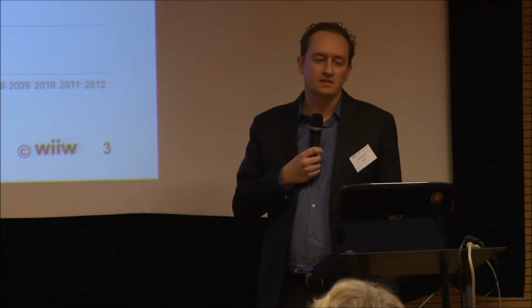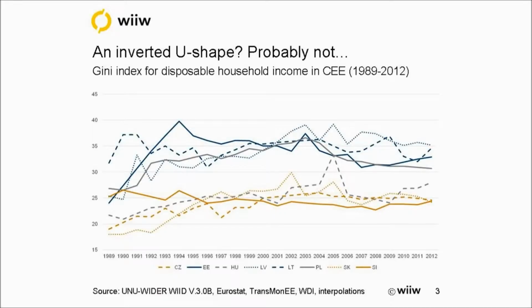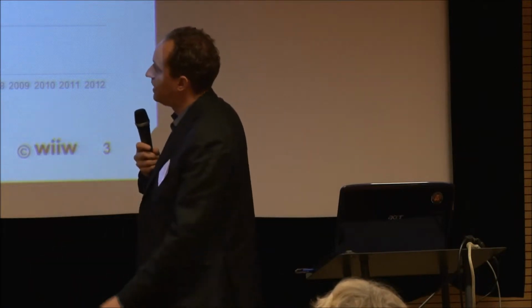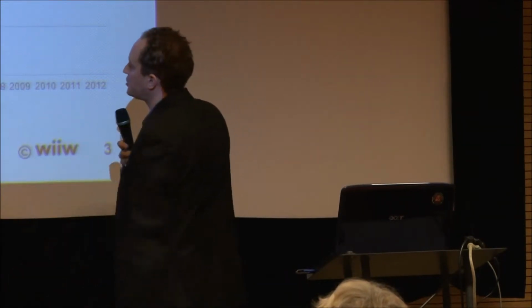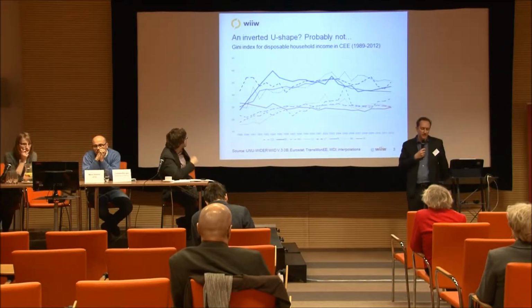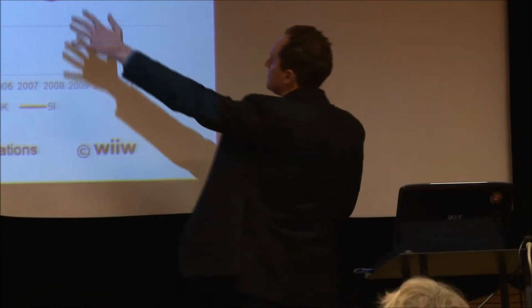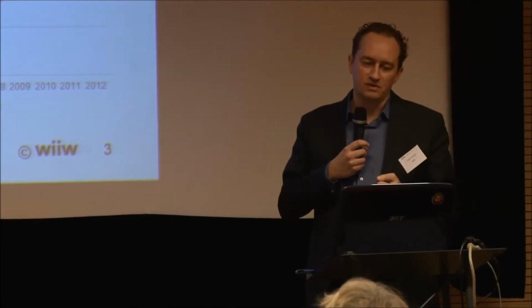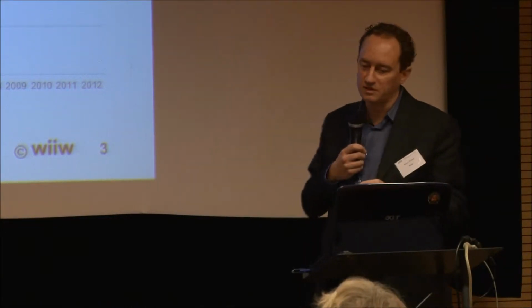So here we have the development of Gini indices of disposable household income for Central European economies. Basically what we can observe, starting in 1989, is that with the transition crisis there was quite an increase of inequality and then some stabilization, maybe even during the boom peak some little reduction in inequalities, and then again a stabilization basically. So we don't really see something like an inverted U-shaped Kuznets curve type of development, at least not yet.